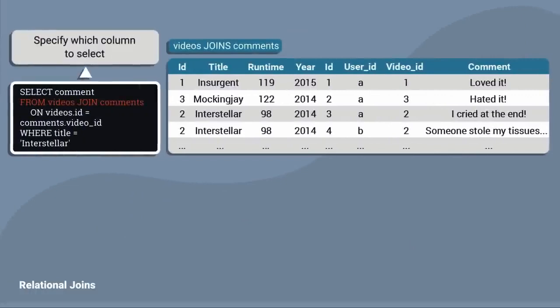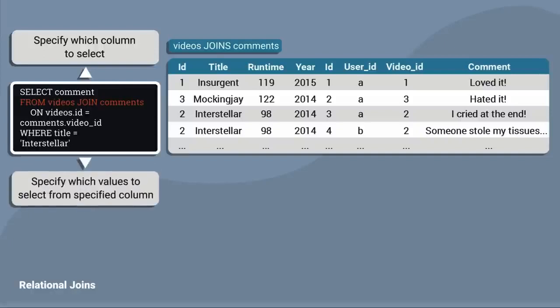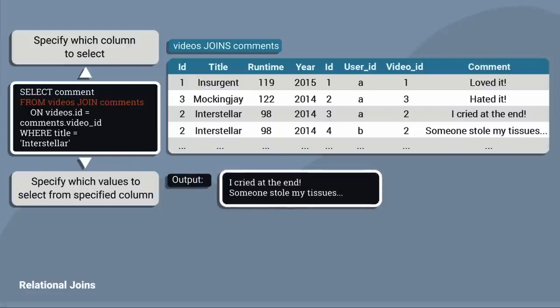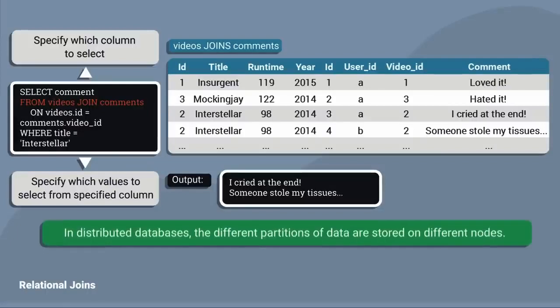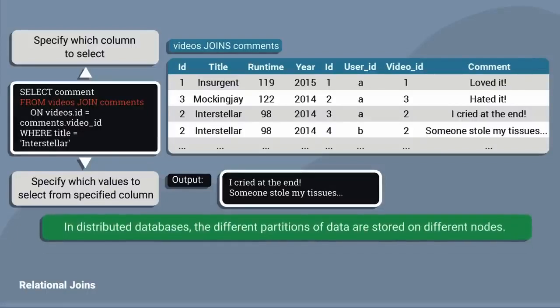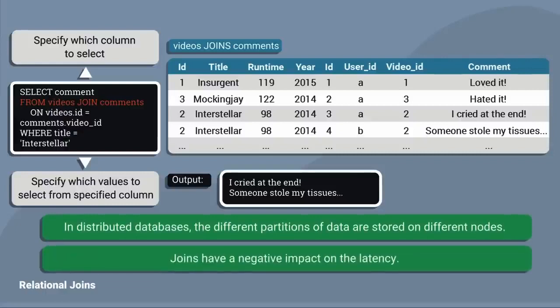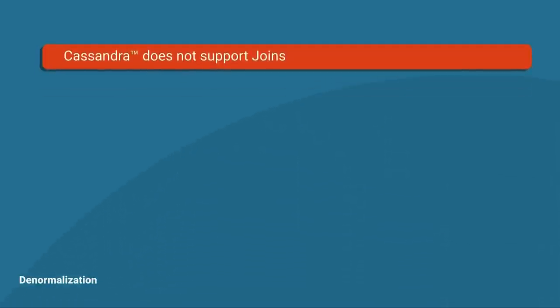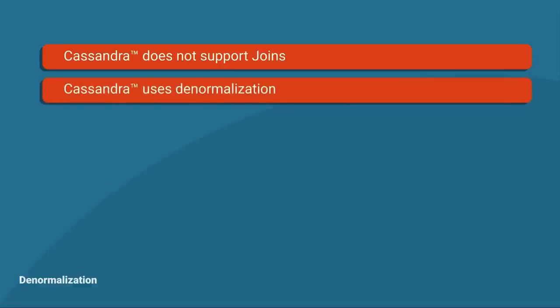The select statement in the given transaction selects the column specified from the output of the join command, and the where statement is the filtering criteria. Therefore, the output of this transaction only provides the comments of the video titled Interstellar. The basic requirement for a join command to work is that the results from two combined tables should be stored at one location. However, in distributed databases, the different partitions of data are stored on different nodes. Hence, joins would have a negative impact on the latency as the scale of the databases increases and the random distributions become more prevalent. Unlike relational databases, Cassandra does not support joins, but uses denormalization instead.